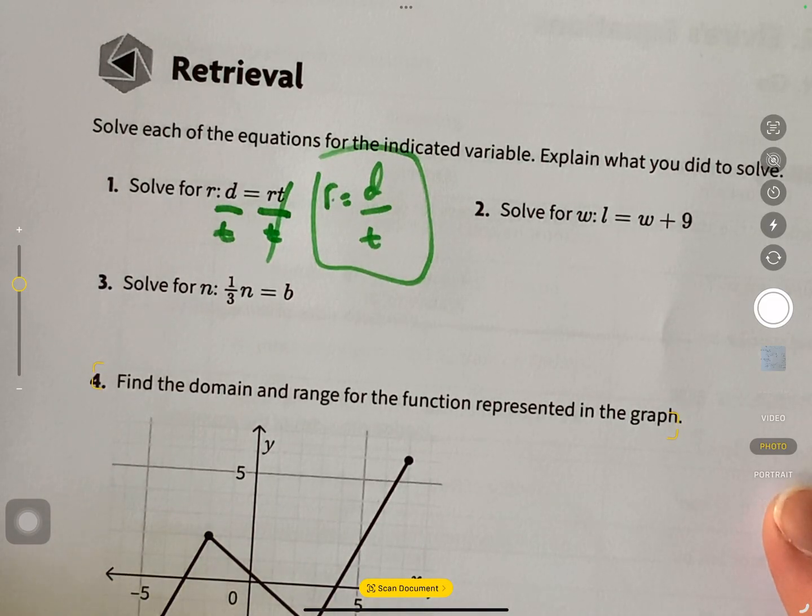These are just one-step manipulating equations. It's to warm you up, get you ready, get you to know how to do these. These are not the ones on the test. The test will be harder than this, but this is a good warm-up.